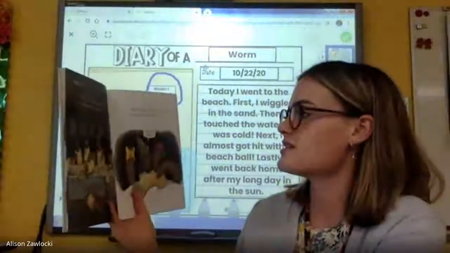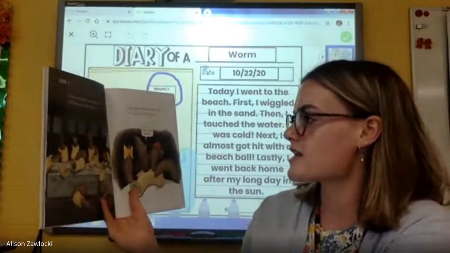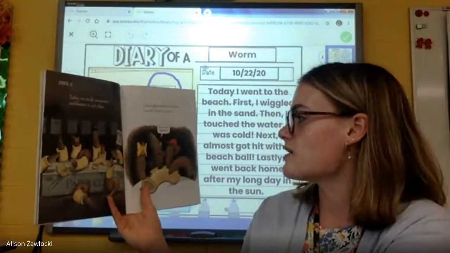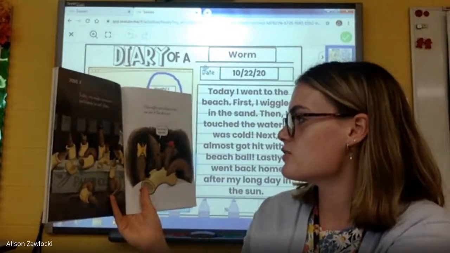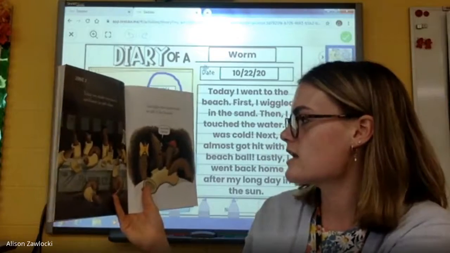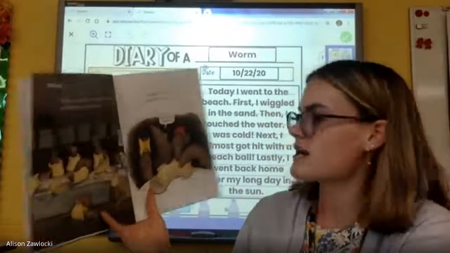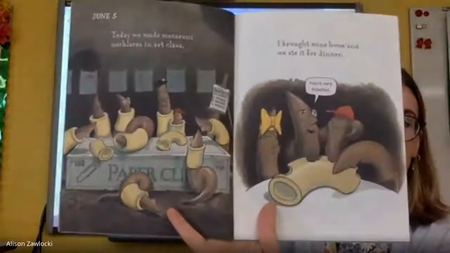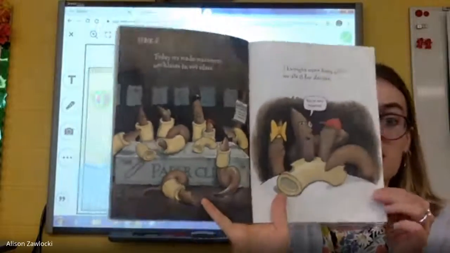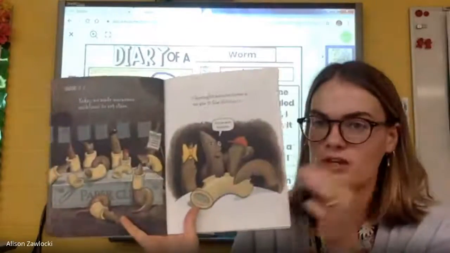June 5th. Today we made macaroni necklaces in art class. Number 1, put head in macaroni. Number 2, wiggle. Number 3, squirm. Number 4, stretch. So that's their steps of how they make necklaces. They literally just wiggle their head through it. I brought mine home and we ate it for dinner. So that's what they had for dinner, the macaroni. That's really silly. That's what he did today from his point of view.